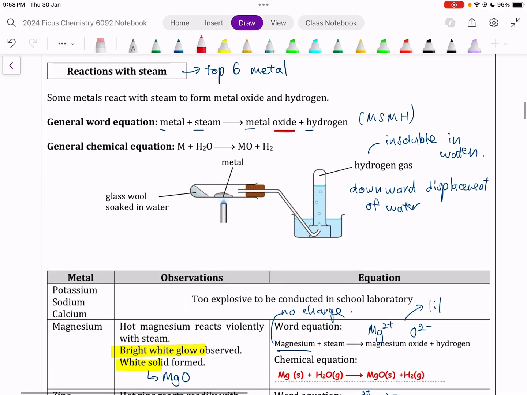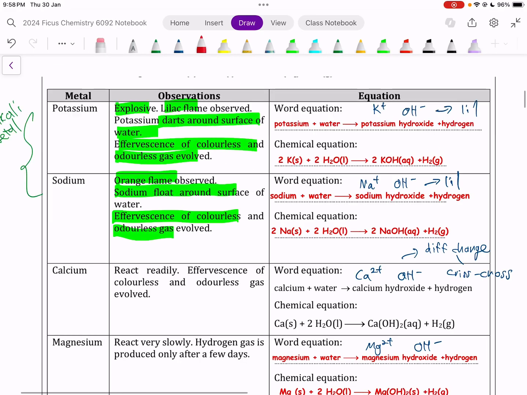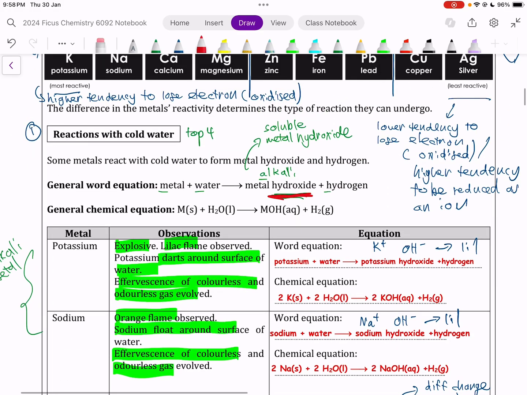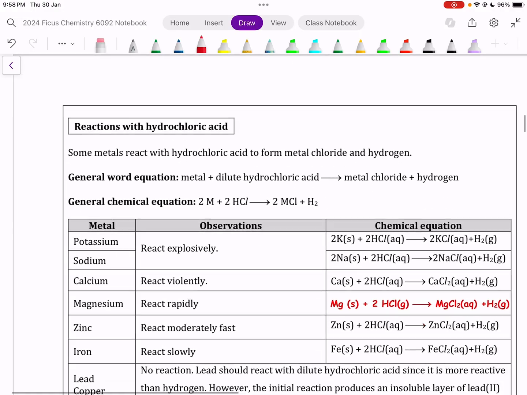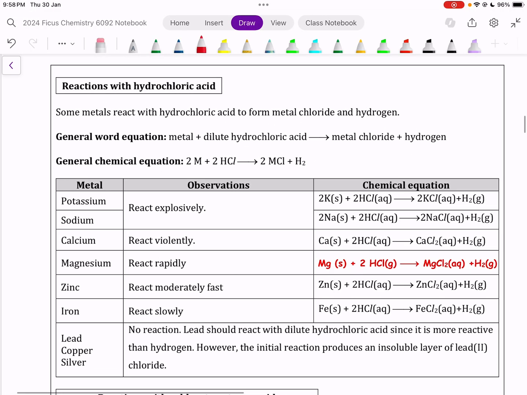Metal and steam gives you metal oxide. Just now was metal and cold water, which gives you metal hydroxide. Please take note of the difference. The next one I think you should be super familiar with. This one is the top 7 metals, because last year you learned that metal with acid gives you salt and hydrogen. I like to call it MESH, from last year when we learned it. It applies all the way from potassium to lead.